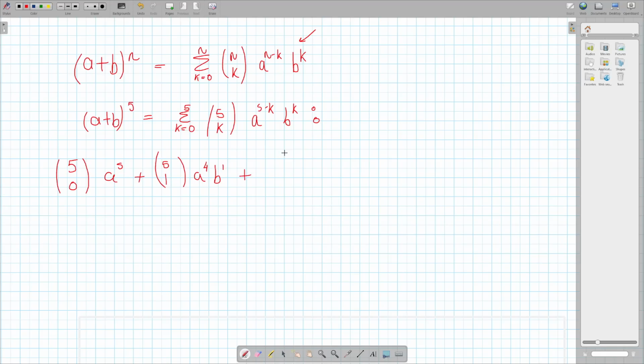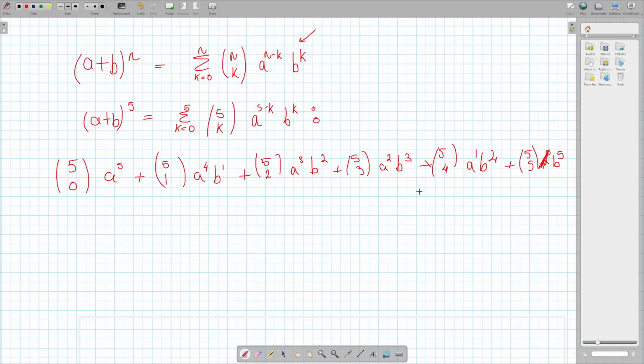Plus, now it's 2: 5C2, a to the power of 5 minus 2, 3, b to the power of 2. Plus, now it became 3: a to the power of 5 minus 3, 2, b to the power of 3. Plus, now it's 4: a to the power of 5 minus 4, 1, b to the power of 4. Now it's 5, our last one. 5 minus 5 is a to the power of 0, so we don't write it, and then b to the power of 5.